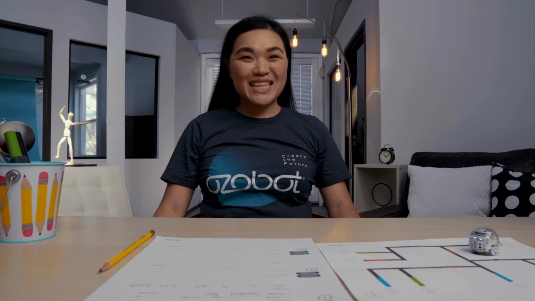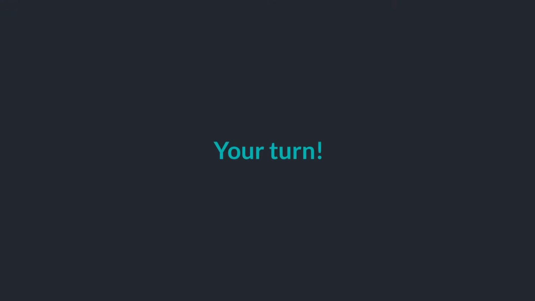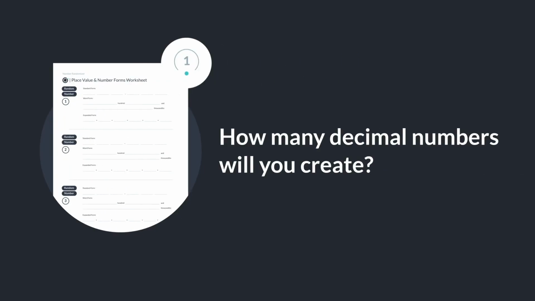I'm having so much fun watching Ozobot randomly pick digits and turning them into decimal numbers. I'm glad I get to keep playing and practicing until my number randomizing worksheet is complete. Do you feel a loop coming on? You will repeat the steps to create and write other decimal numbers. How many decimal numbers will you create?